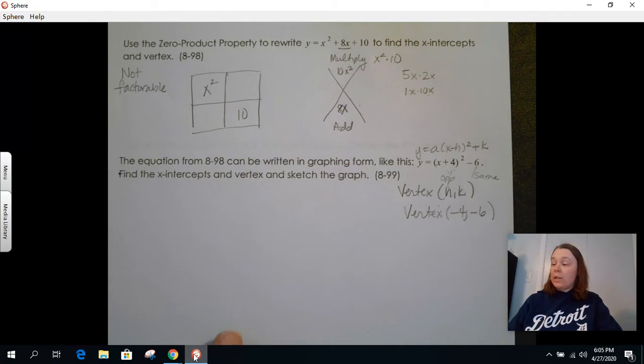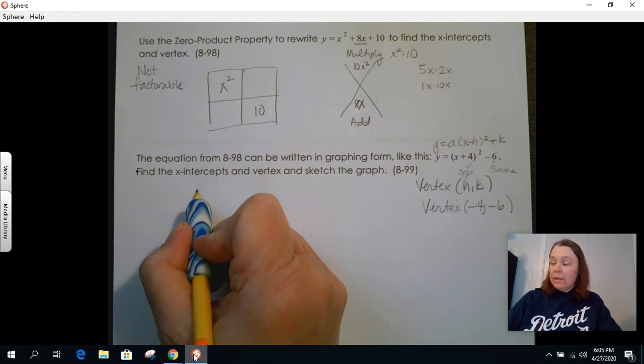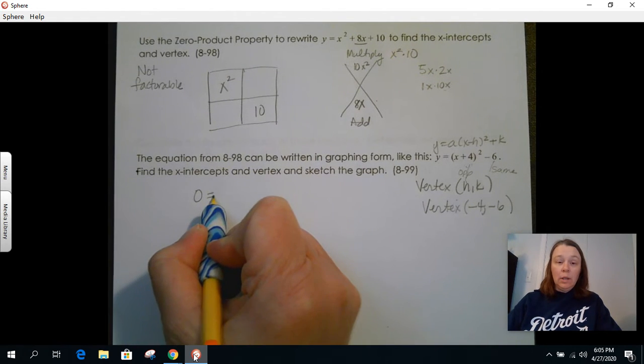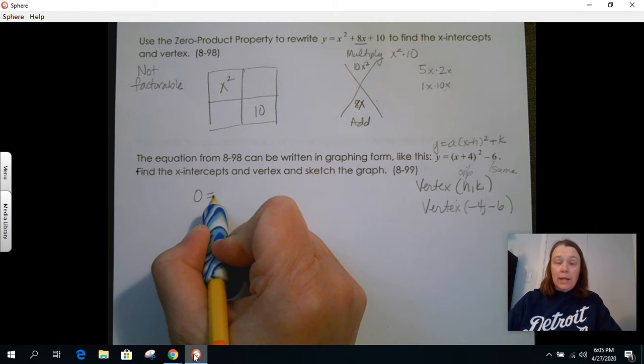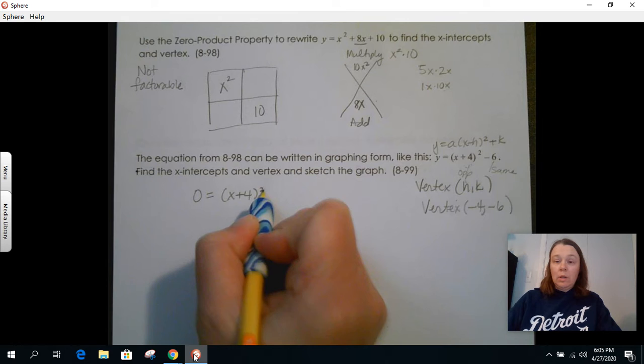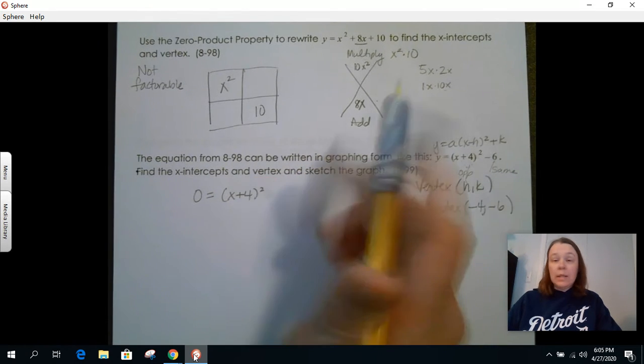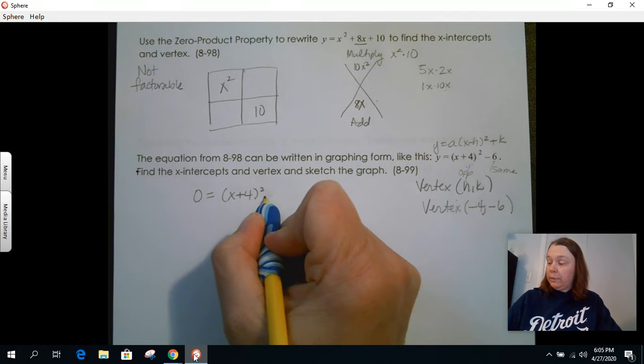Last week you learned how to find the x-intercepts. Our first step is to put 0 in for y, because the x-intercept is when y equals 0, and then solve for x. Take a minute and go ahead and do that.